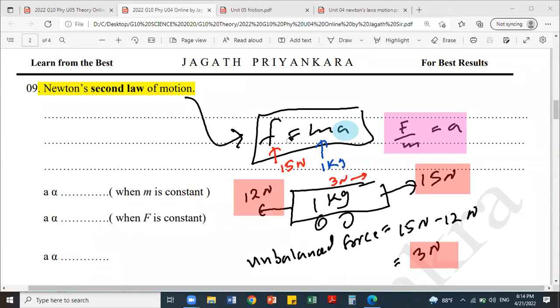Then in this equation you have to put 3 Newton. Always remember this should be the unbalanced force. F is the unbalanced force, sometimes we call it the resultant force. Understood? Right. Okay.